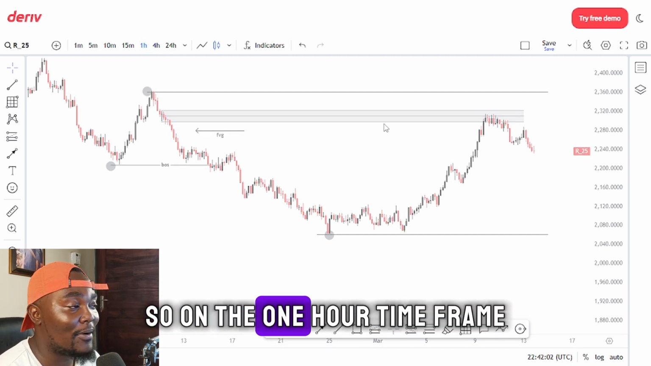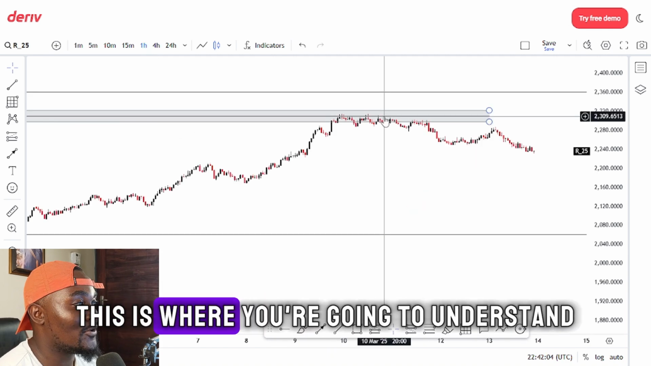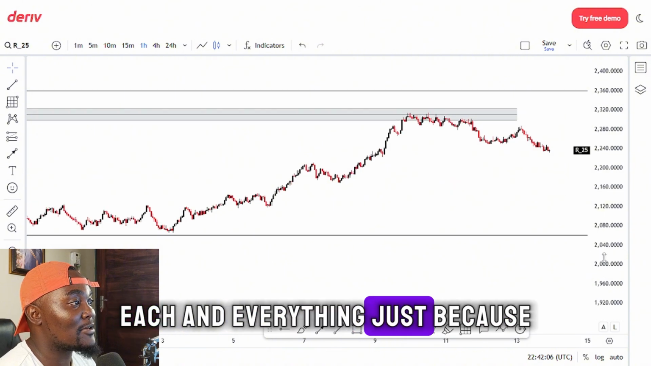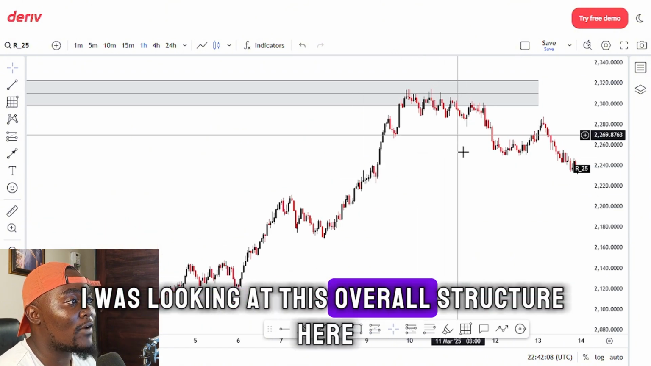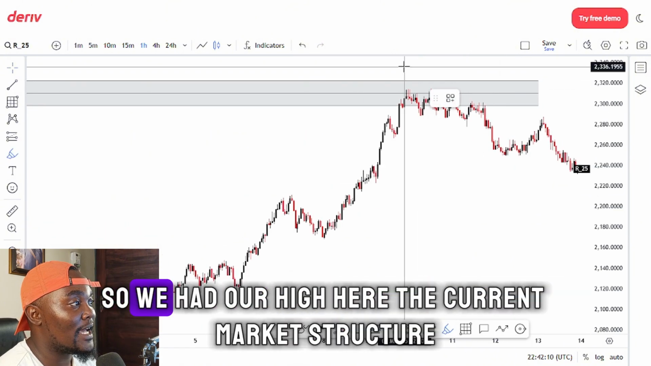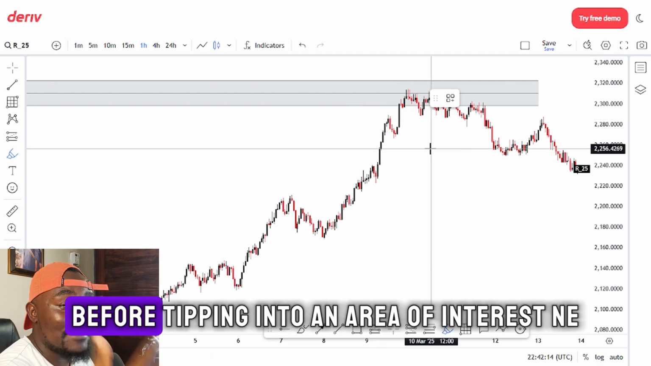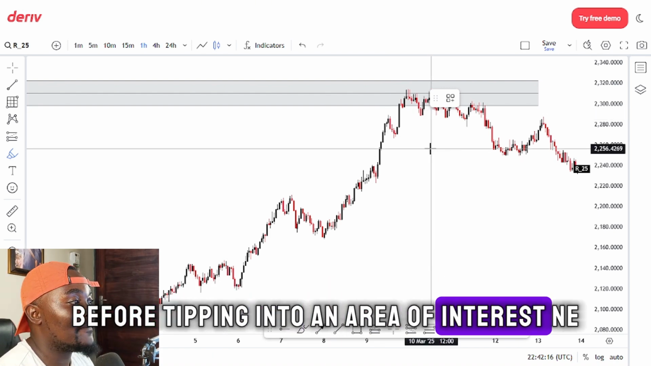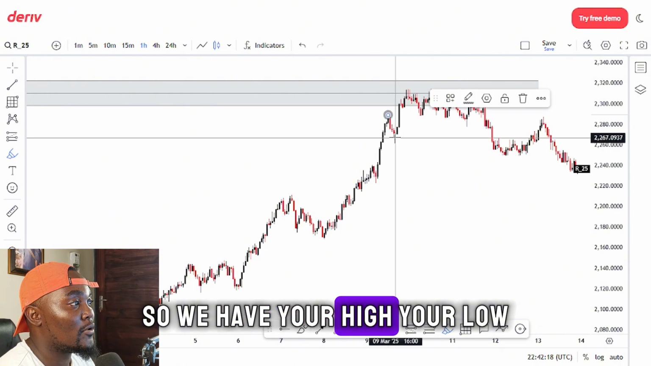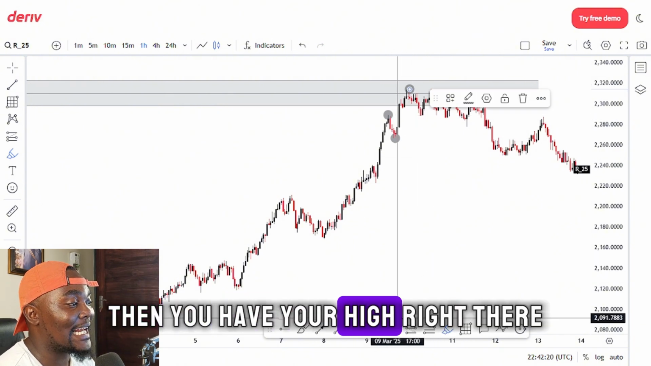So on the 1-hour time frame, this is where you're going to understand each and everything, just because I was looking at this overall structure here. So we had our high here, the current market structure before tapping into an area of interest. So we have your high, your low, then you have your high right there.